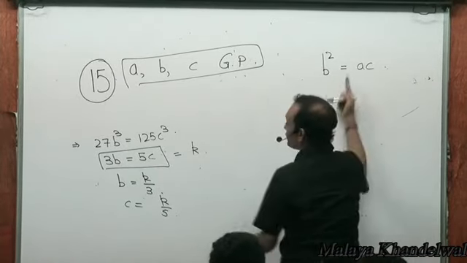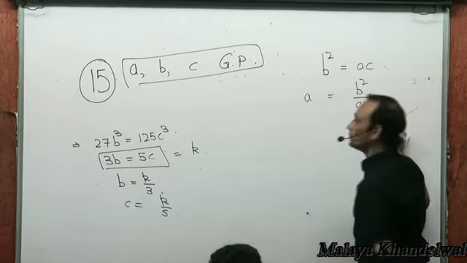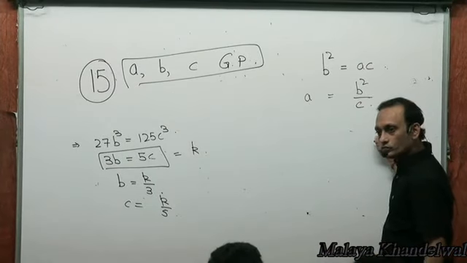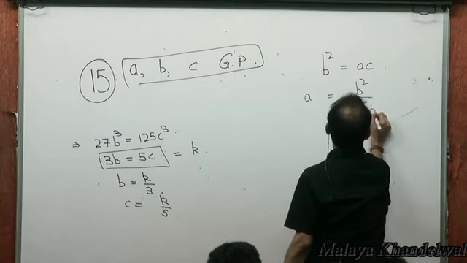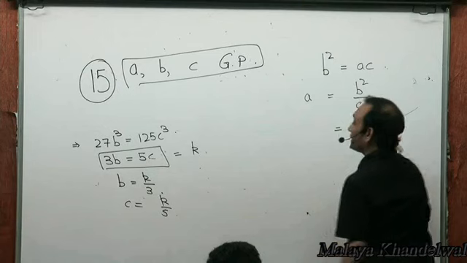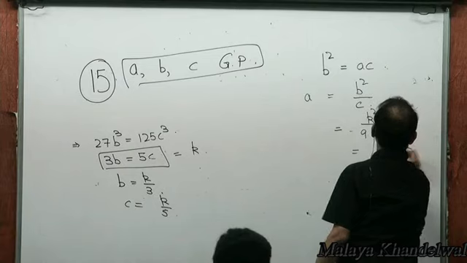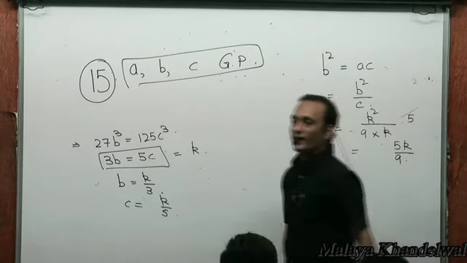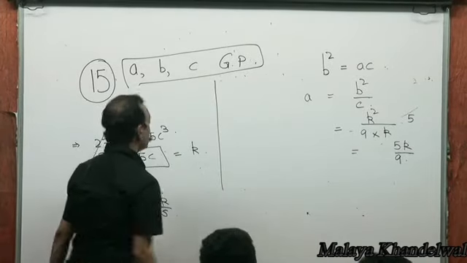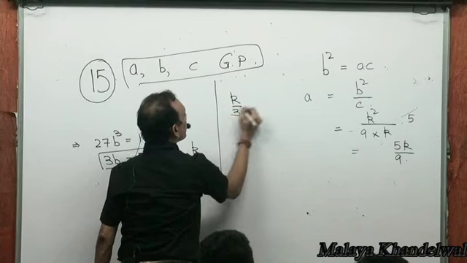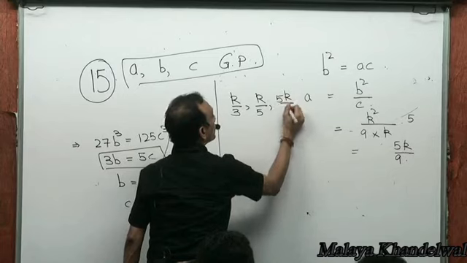So I can find A from this. A then is B square by C. Yes or no? A then is B square by C. What is B squared? k square by 9 divided by C, which is k by 5, which is 5k by 9. 5k by 9, yes or no? So the three sides of the triangle, if at all, would be k by 3, k by 5, and 5k by 9. Yes or no?